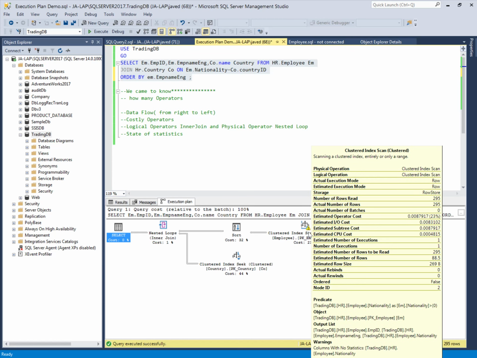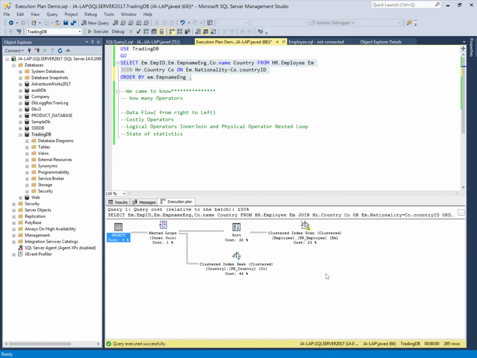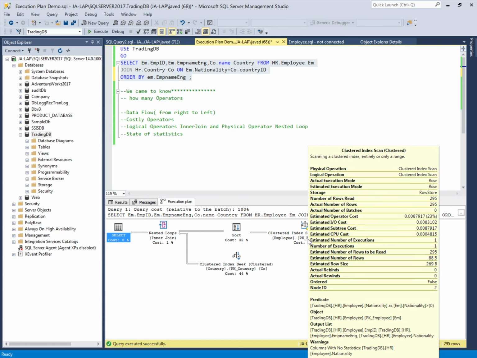Here there is an icon, this yellow triangle. This triangle is telling us that the statistics are missing. If we study this operator's details, at the bottom we can find the warning. The warning shows the column with no statistics, so statistics are missing. That is why the estimated execution plan rows are different from the actual rows: the estimated plan takes its information from the statistics, and since they are missing, it gives us the wrong information. But the actual rows are 295.